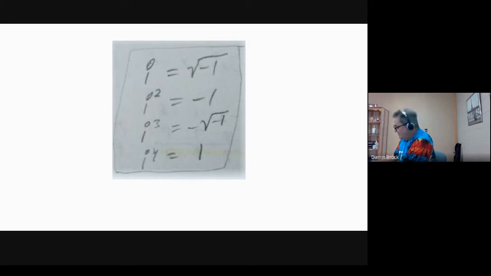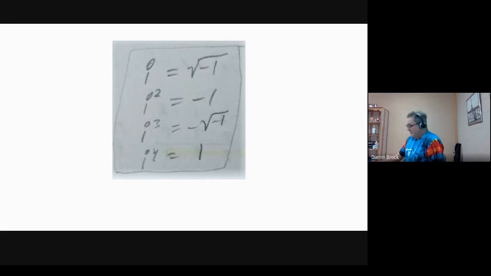i to the third would be negative square root of -1, because i is the square root of -1 and i squared is -1, so -1 out front gives a negative square root of -1. Then i to the fourth would be i squared times i squared, which is -1 times -1, or +1. So when you deal with i, you always have one of these as your end result.